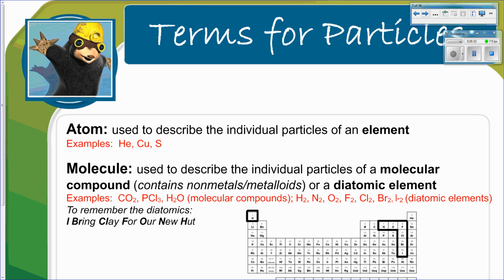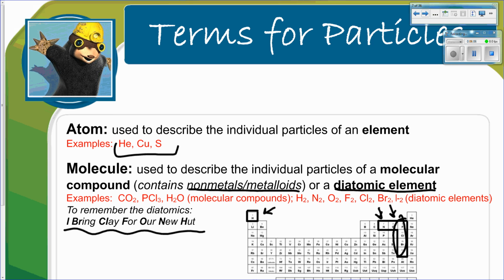And your term for particles can also be atoms or molecules. Remember, when you're talking about an atom, it has to be the individual particles of an element. When you're talking about a molecule, you have to be talking about the individual particles of a molecular compound, which must, remember, contain nonmetals and metalloids, or a diatomic element. And just to refresh your memory, the diatomics are these halogens right here, plus oxygen, plus nitrogen, plus hydrogen. And that's the terminology you would use for those. You can remember the diatomics via I bring clay for our new hut.